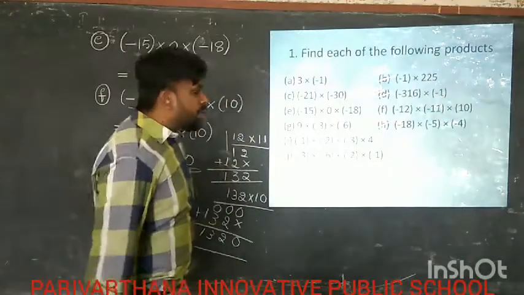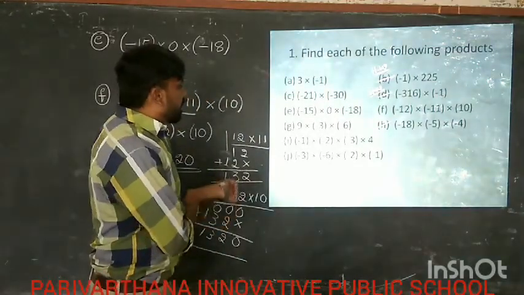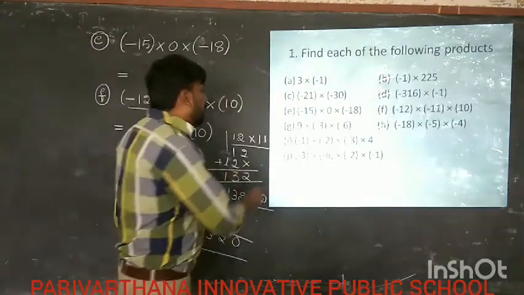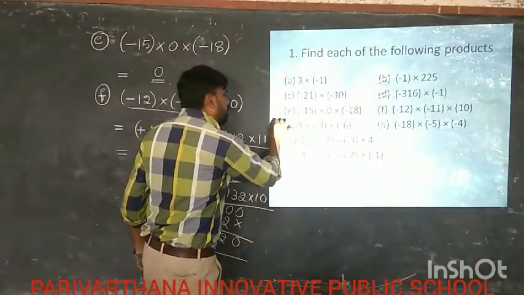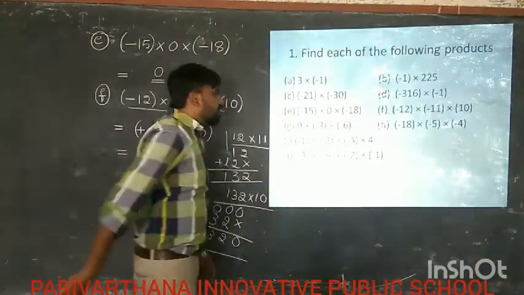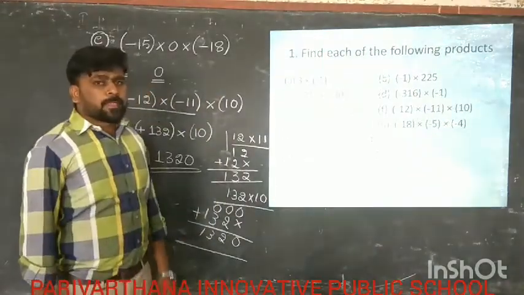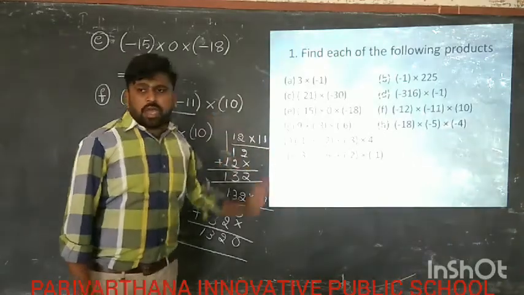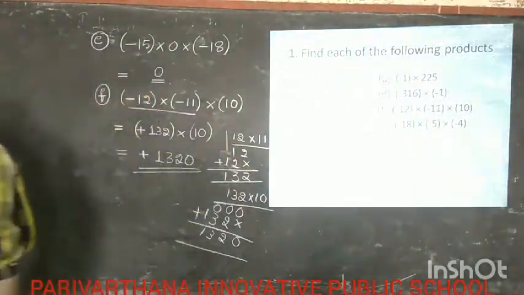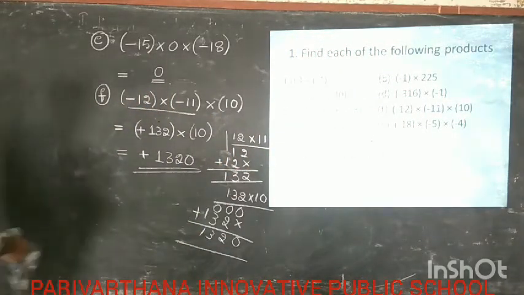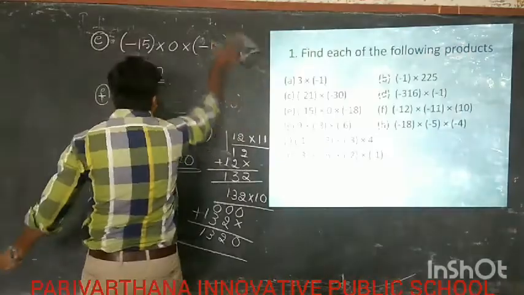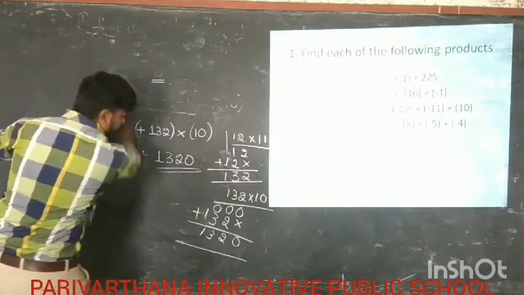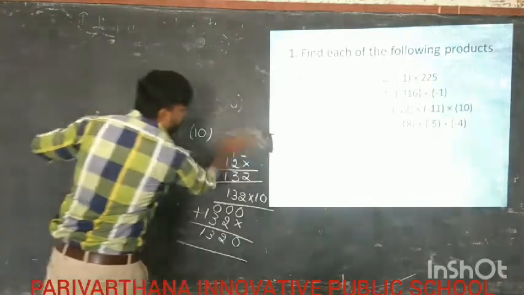Like that, F. H will be HW, and G is also HW. Clear? Now I will show I problem, and J is also HW. Neatly complete the HW and take the photocopy to the group. Now, I.